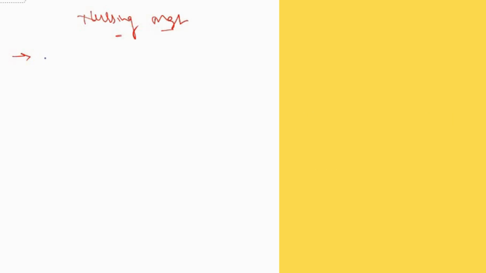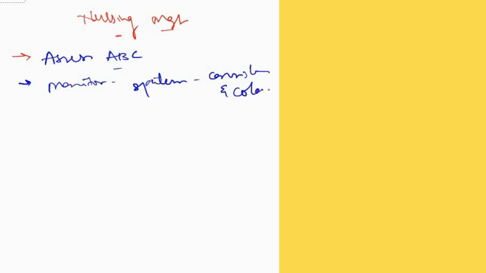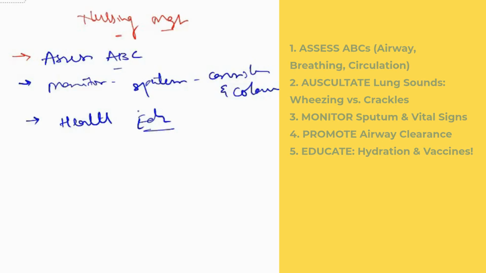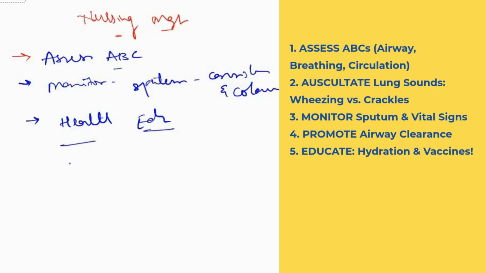Next, as a nurse, our role is to assess ABCs, that is airway, breathing, circulation, and monitor sputum. Monitor sputum for consistency and color. Then health education. These are our roles. This is brief about bronchitis, bronchiolitis, pneumonia and bronchopneumonia.